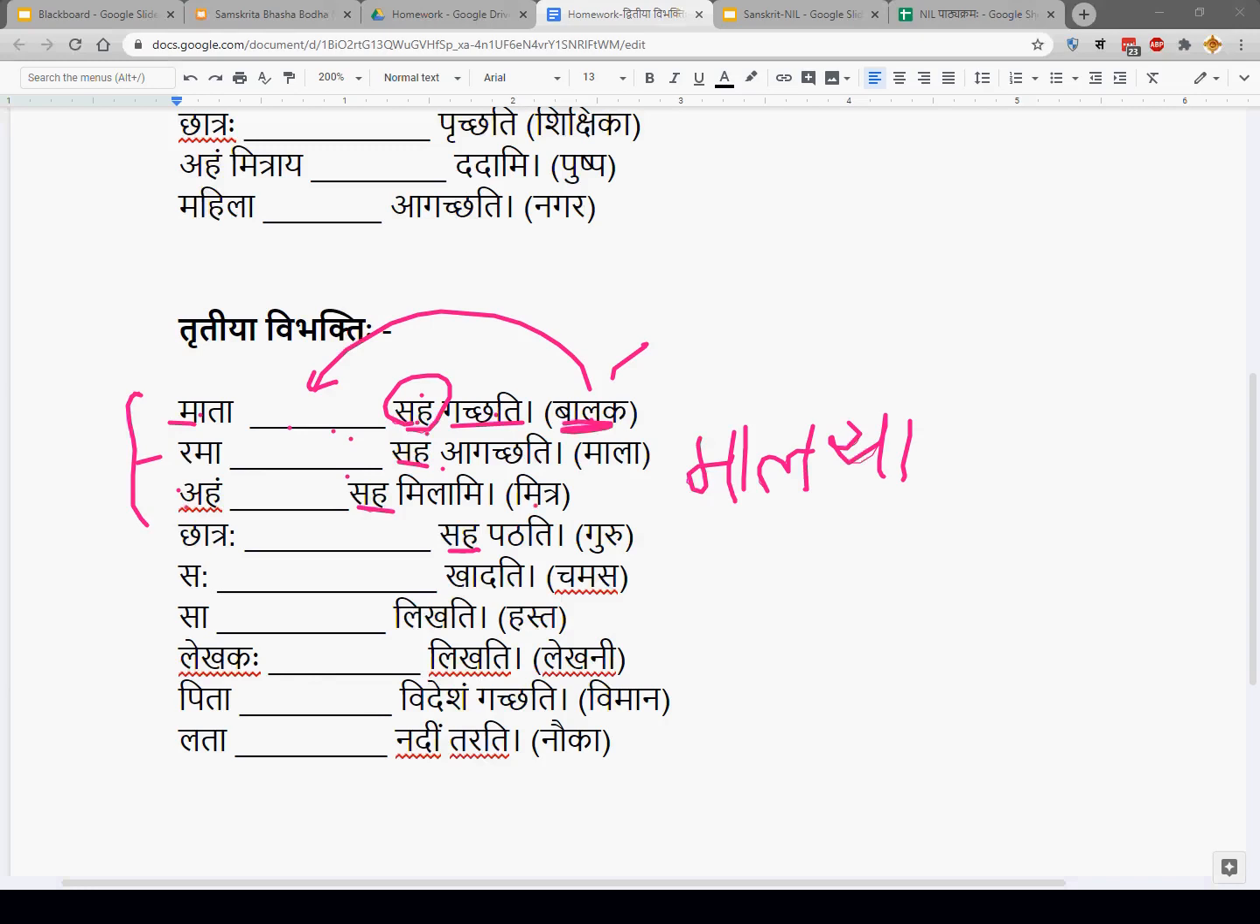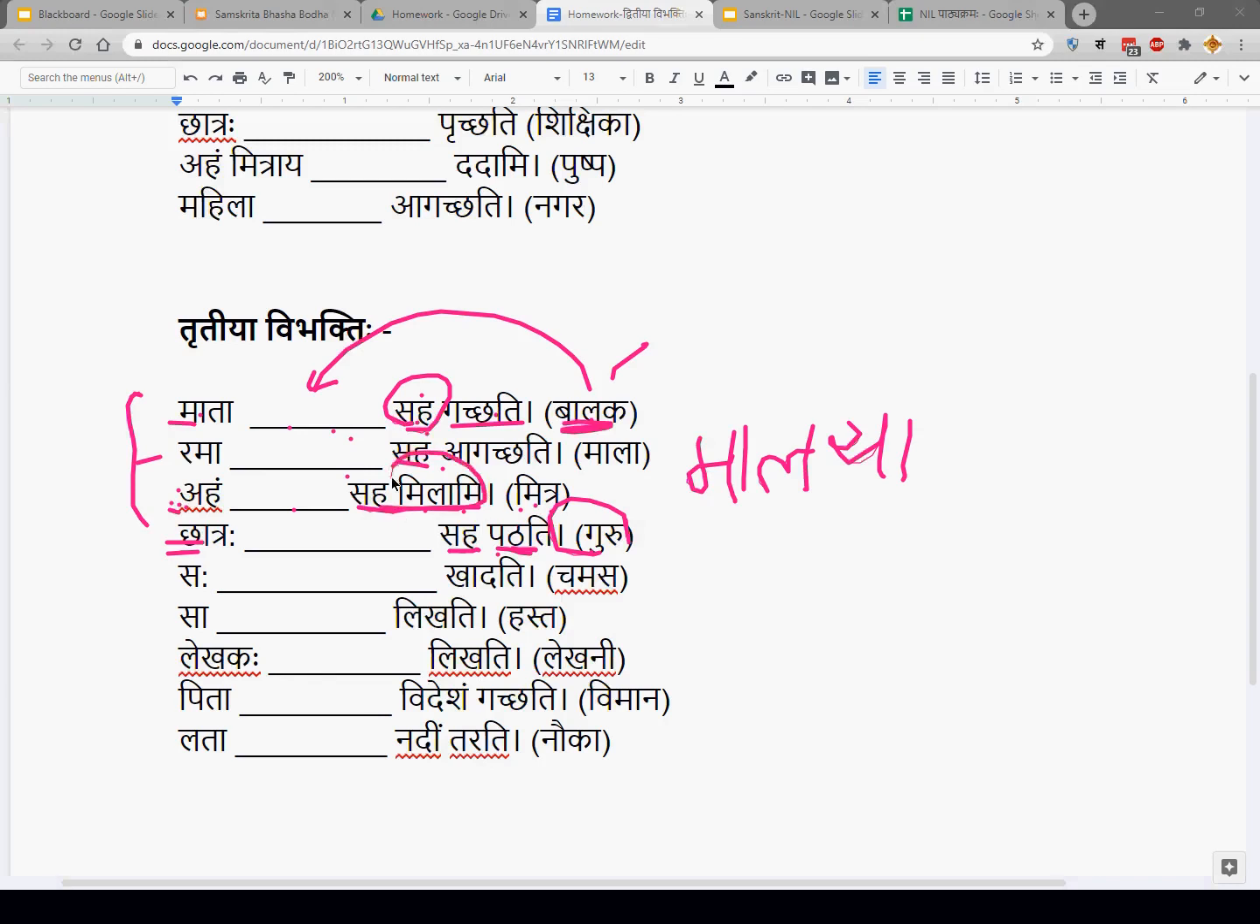Aham mitrena saha milami. Chhatrah guruna saha pathati. Chhatra is reading or studying with whom? With Guru. Now, aham mitrena saha milami. Here milami means meeting. So it means I am meeting with the friend. The friend is also a party to that meeting.